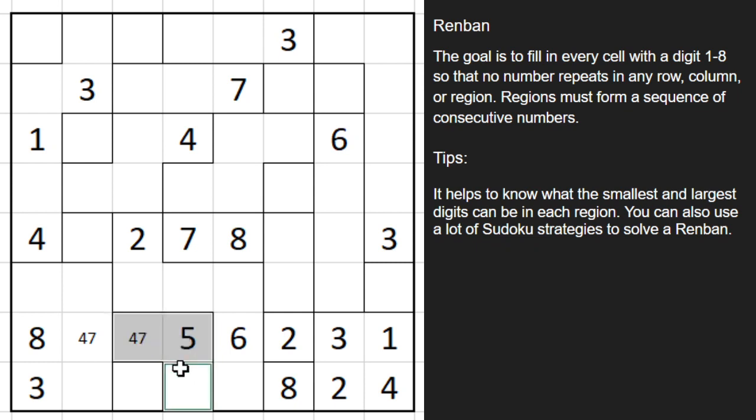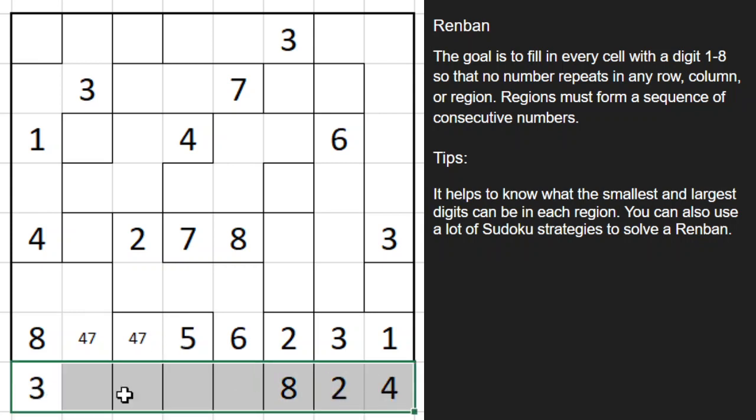Now, if we look at this region, if this were a 7, this would have to be a 6, right? Because the 7 and the 5 bounds this to be a 6. And that's okay. That's allowed. If this were a 4, that could also be a 6, right? 4, 5, 6. Or it could be a 3, right, 3, 4, 5. But that wouldn't work because this 3 here would repeat. So either way, we know this is going to be a 6. Whether this is a 4 or a 7, this has to be a 6. I can actually make that bigger now.